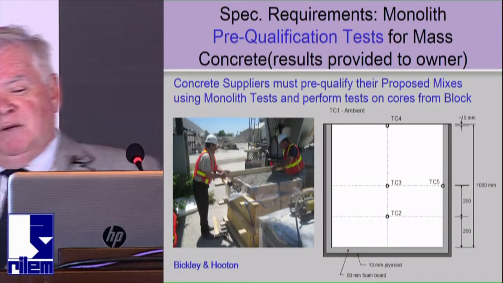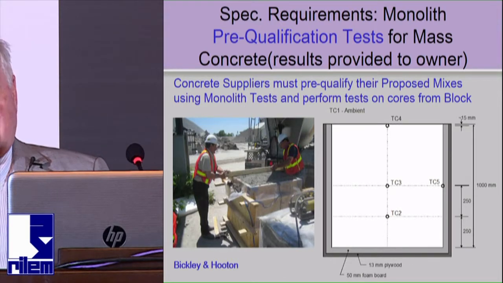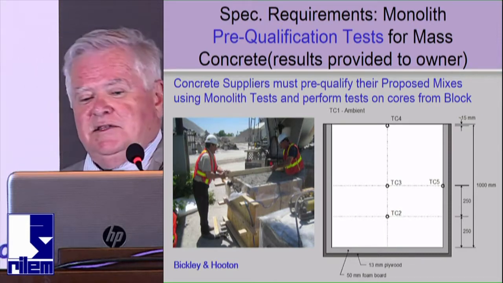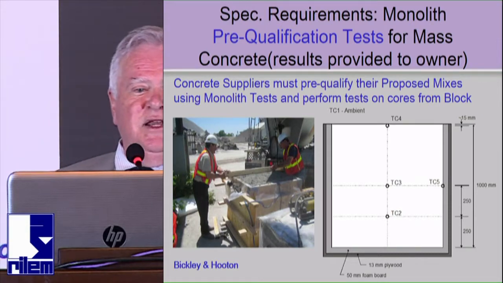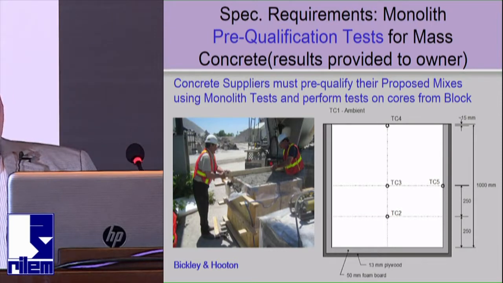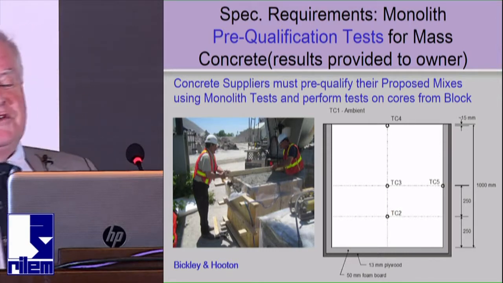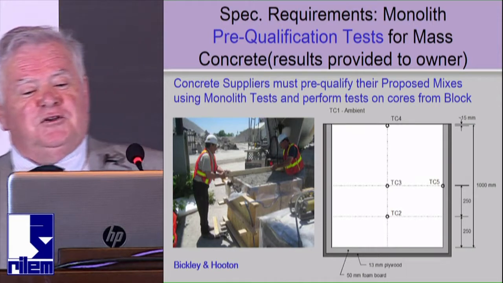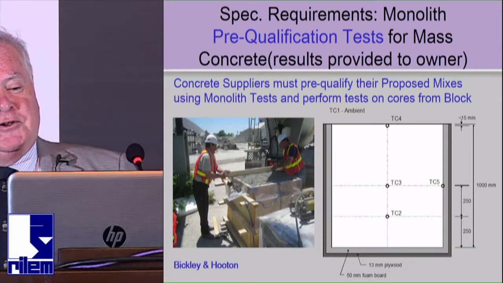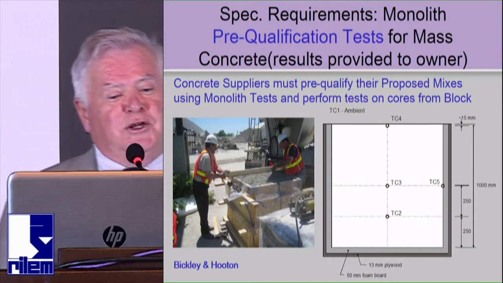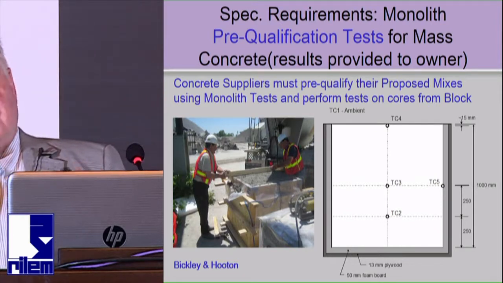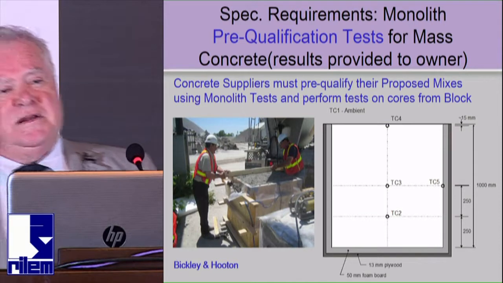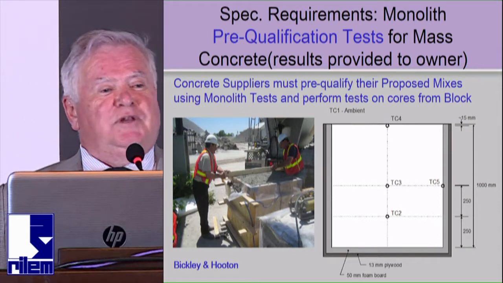And what we made them do, and a lot of performance specs now in Canada have done this, we require monolith testing. Here we use cubic meter tests, insulated cubic meters to simulate the mass concrete, and the suppliers do this in advance. This picture on the left shows several blocks of different mix designs. They cast cubic meters with thermocouples in place. We look at differential temperatures and maximum temperatures for the different mixes that are being pre-qualified. And then the contractor and the supplier can core that block and get actual in-place strength.